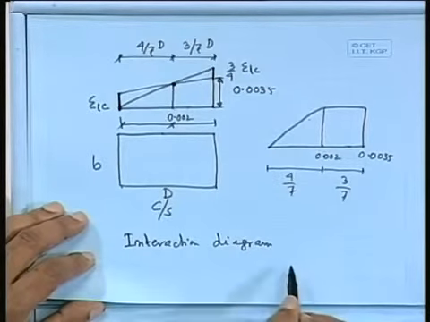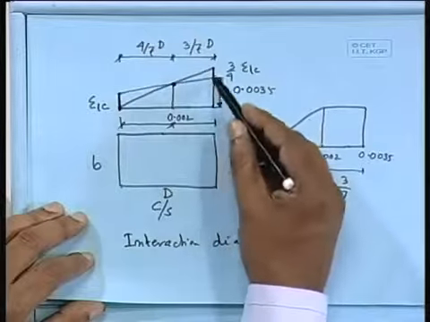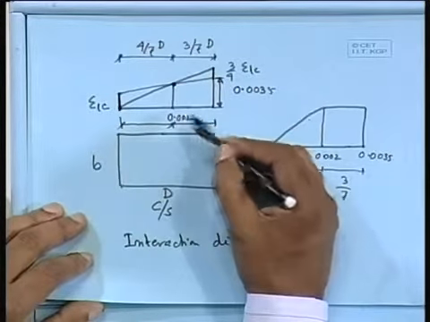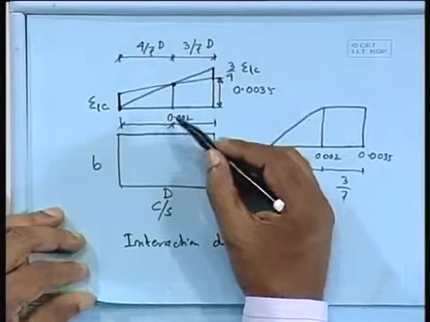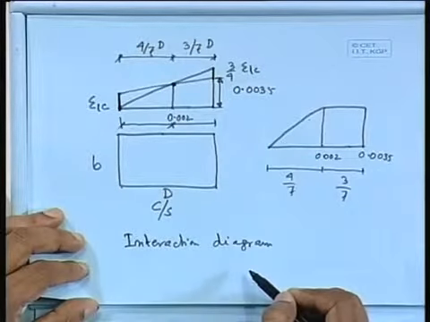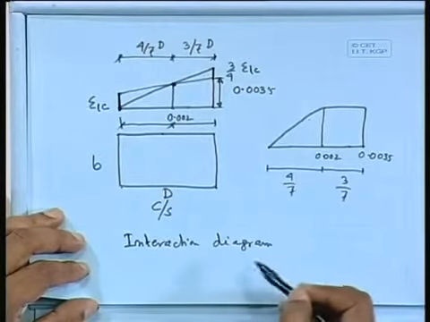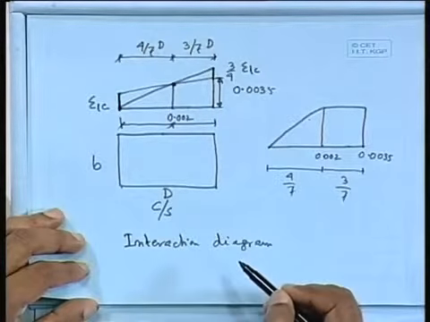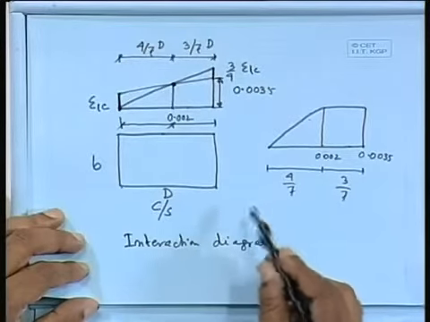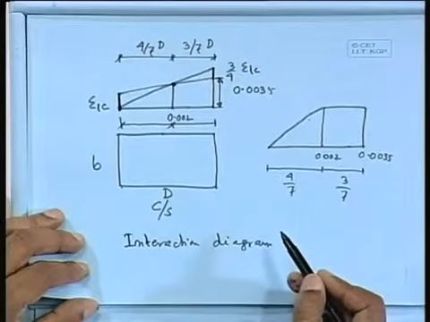So we can find out the interaction diagram on the basis of this strain diagram. We can find out an interaction diagram which will be useful for design of columns for uniaxial bending cases. Similarly, we can go for biaxial cases also.